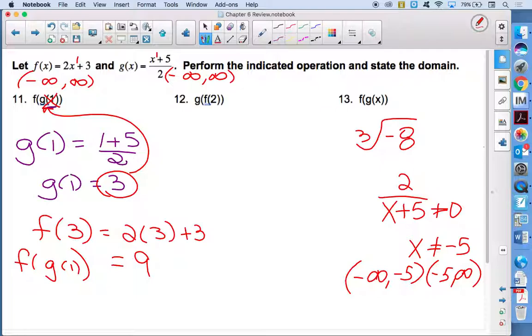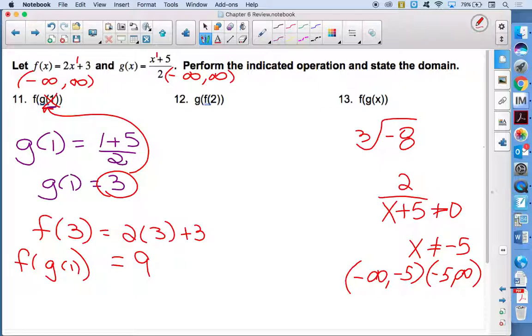So start on the inside, get that answer, and then plug it into the outside equation. So you're using substitution with both variables, substituting it into one function, taking that answer, substituting it into the other function. Sam? We do number 19. Yeah, that's what I was going to get to, yes.